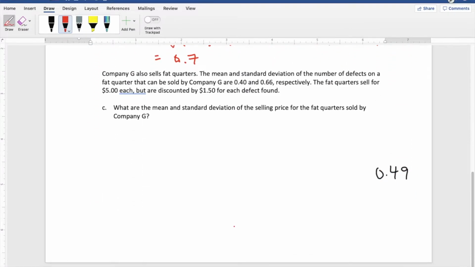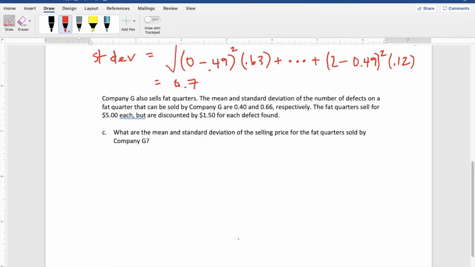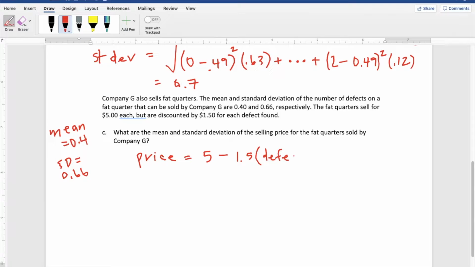And then part C is asking, so it says the mean and standard deviation of the number of defects for company G are 0.4 and 0.66. So they give us the mean and standard deviation to start with. Fat quarters sell for $5 each, but are discounted by $1.50 for each defect. So I could write an equation for the price. It's $5 minus 1.5 times the number of defects. So that's kind of my general algebraic equation. That was my hint on this classwork, was to think of an algebraic equation.